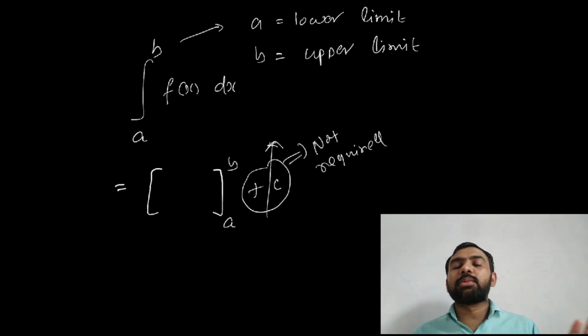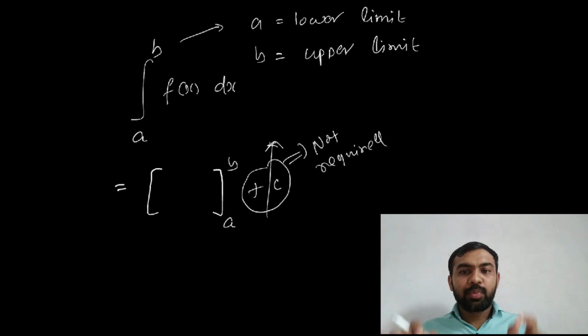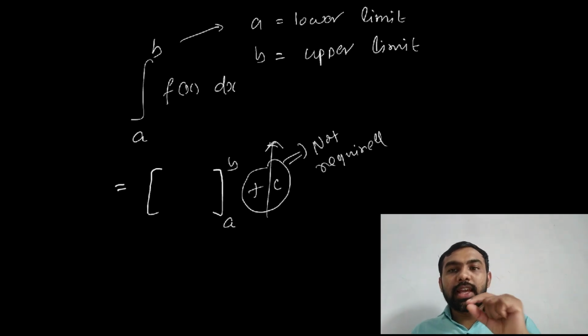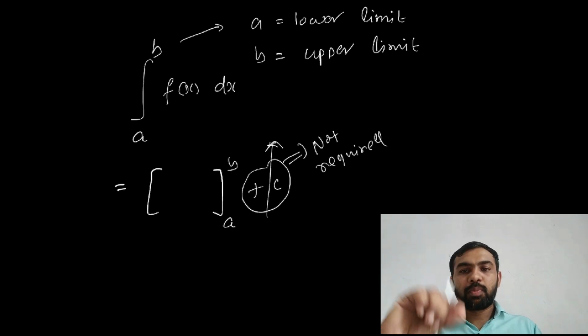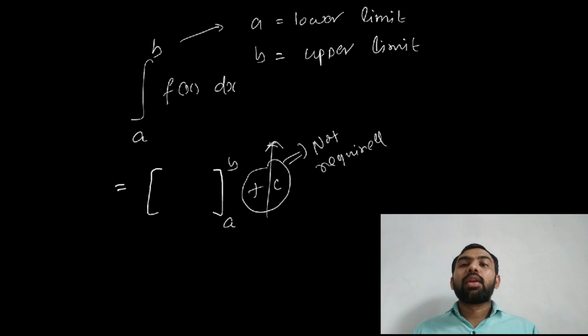Because the limit is given at that time, c is not required. Whatever the answer of this integration, you write in a square bracket. Put a as the lower limit and b as the upper limit, a to b. So this is one method to write the integration.